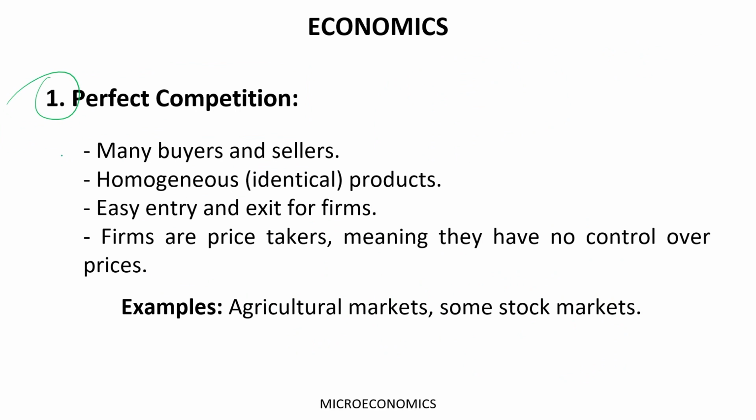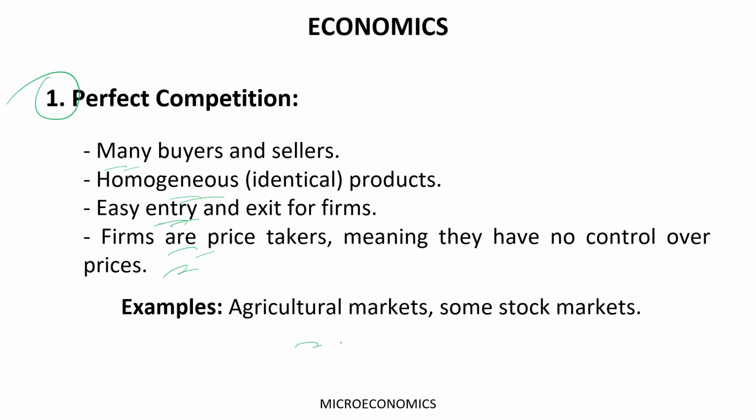Perfect competition is basically when there are many buyers and sellers, almost homogeneous products, and easy entry and exit for the firms. Firms are price takers, meaning they have no control over prices. The best example is agriculture markets.